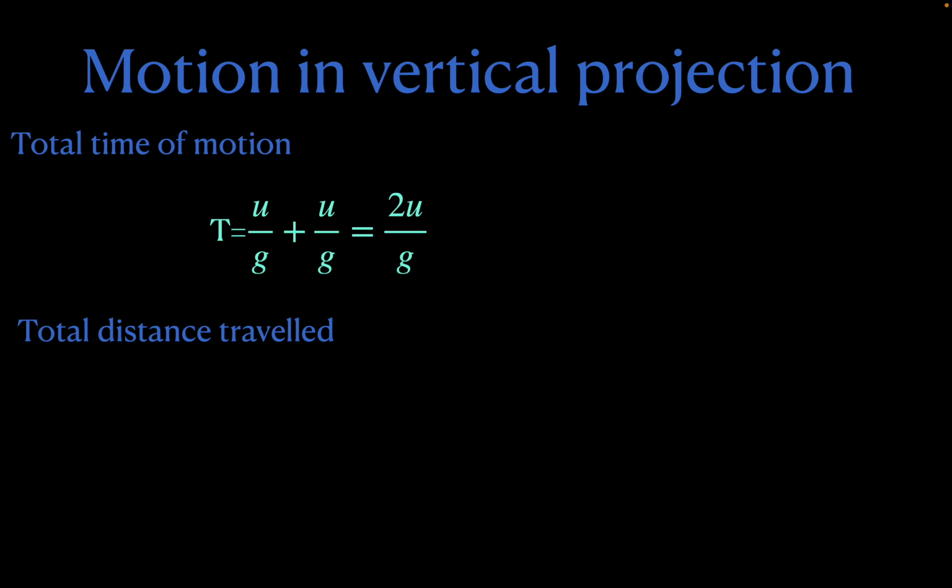The total distance traveled will be the sum of the displacement during upward motion and during downward motion. So s will be equal to 2h, and this will be equal to u square upon 2g plus u square upon 2g equals u square upon g. So these are the different terms involved in the vertical projection motion.